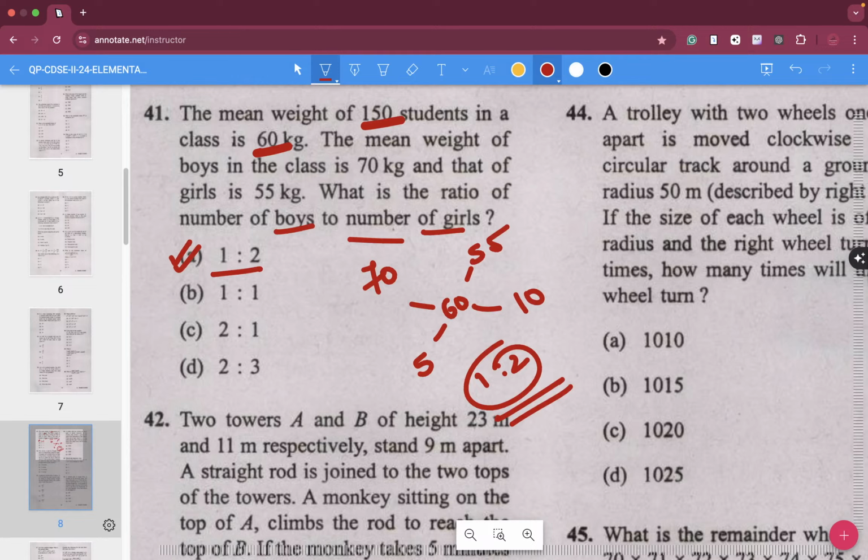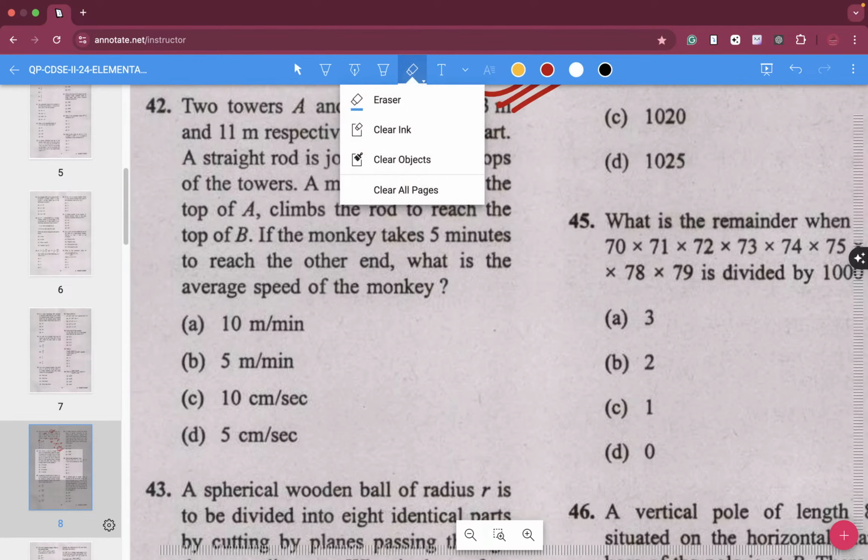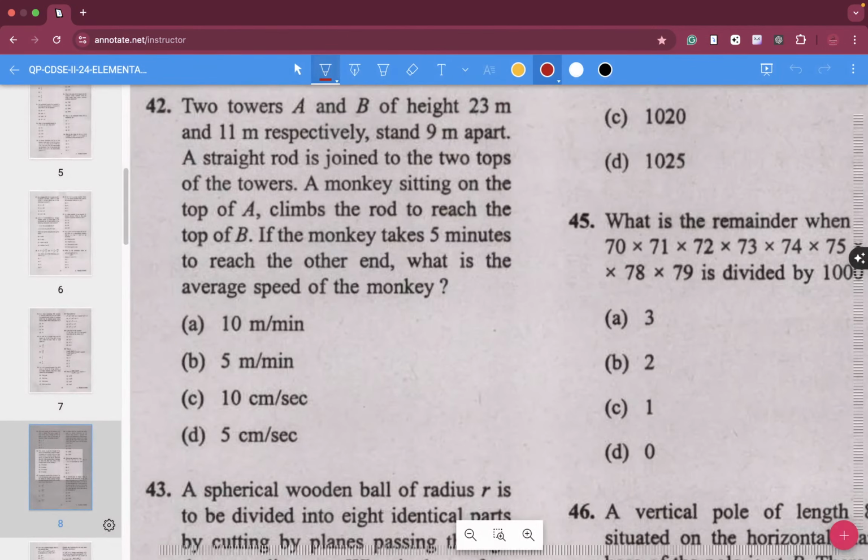Okay, question number 41. It does not really matter about this particular information, we don't have to worry about that. Two towers A and B are of height 23 meters and 11 meters respectively, and they stand 9 meters apart. So this is your 23-meter tower and this is your 11-meter tower, and this distance over here is 9 meters.